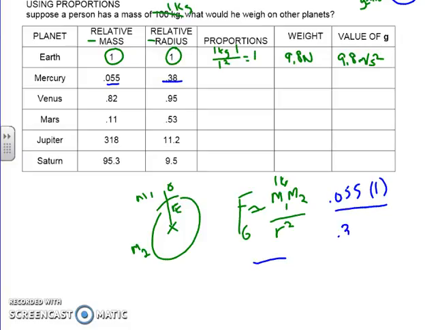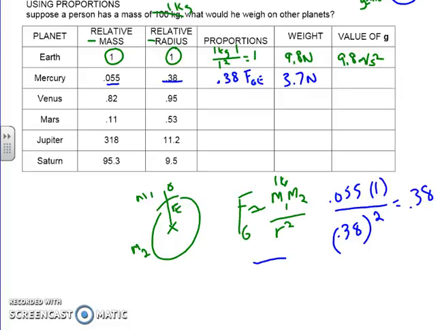So I can put in 0.38, but I have to square it. That's really important. And so if I look at the proportionality that comes out of that, it turns out to be 0.38. Coincidence, that's the same as the radius. So what we're saying is that on Mercury, you will weigh 0.38 that of the force of gravity on the Earth. So if you weigh 9.8 newtons on Earth, on Mercury, you will weigh 3.7 newtons.